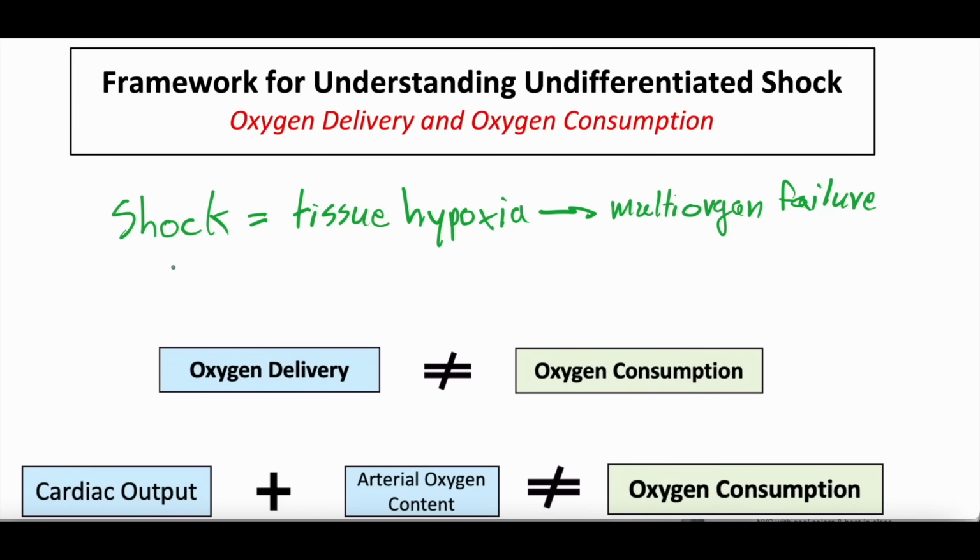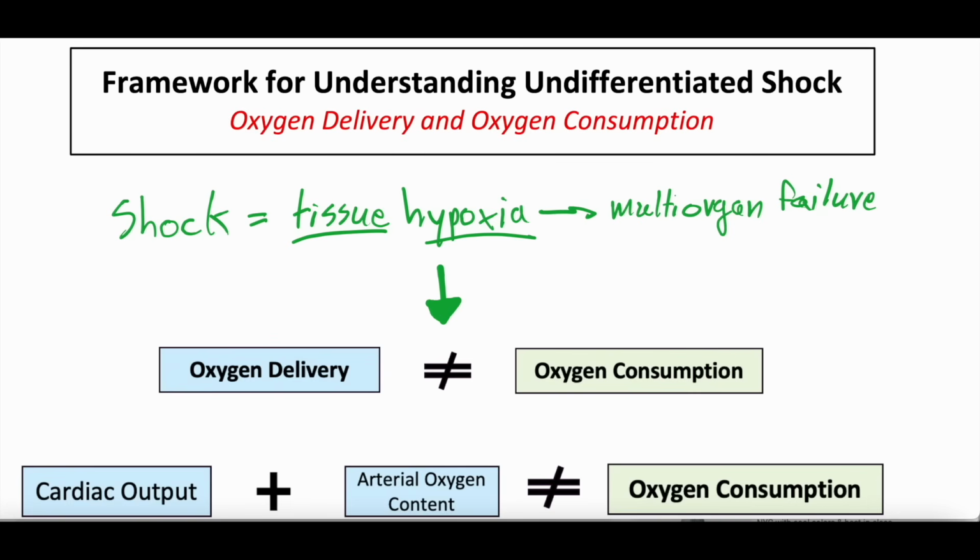Shock, a lot of times you're hypotensive or your blood pressure is low. A lot of times you have a high lactic acid. But in its simplest form, it's tissue hypoxia. Well, how do we understand tissue hypoxia? This is a great concept, but how do we actually understand what that means? And that's where we come into the bulk of this lecture, the framework.